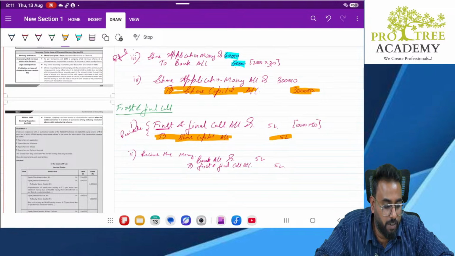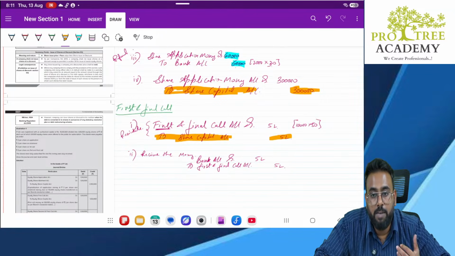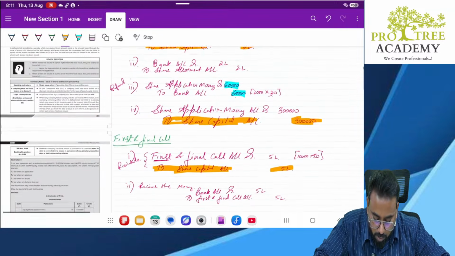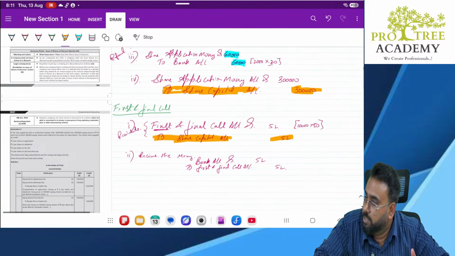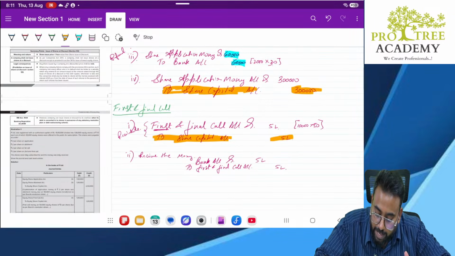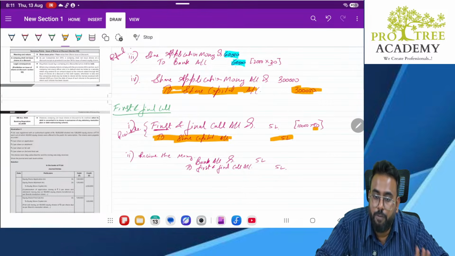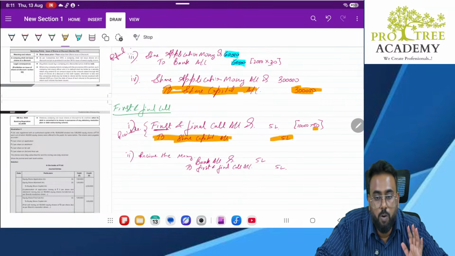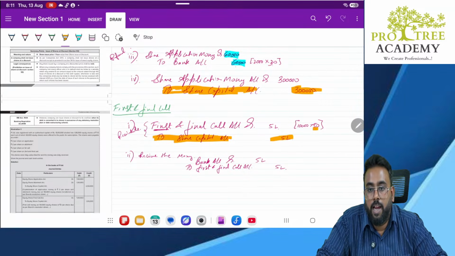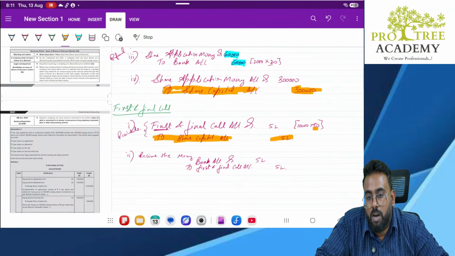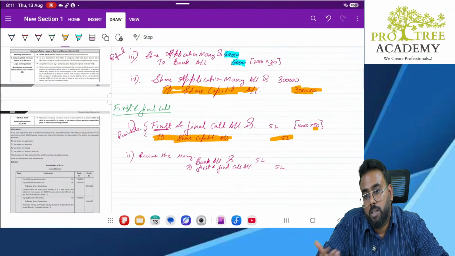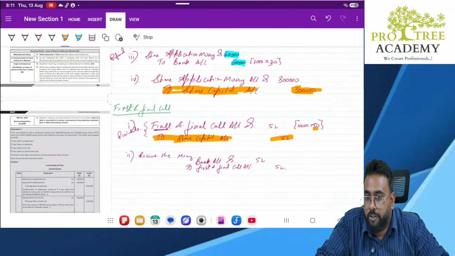Sir, there will be only first call. No, sometimes it can be first call, second call, third call, fourth call. How, sir? See, here I called 50 rupees in one call only. But what I could have done? I could have called another 10 rupees in first call, another 20 rupees in second call, another 30 rupees in third call. I could have done that.